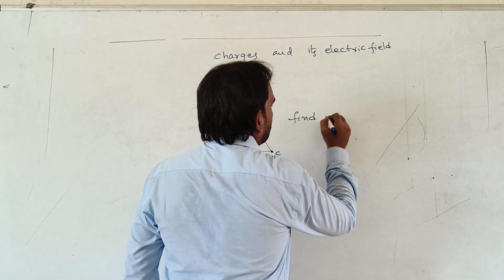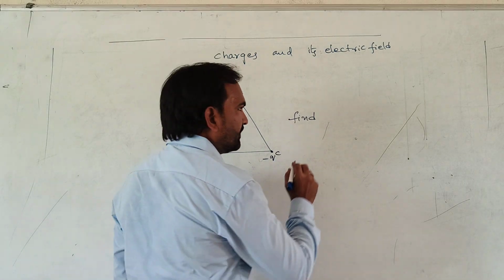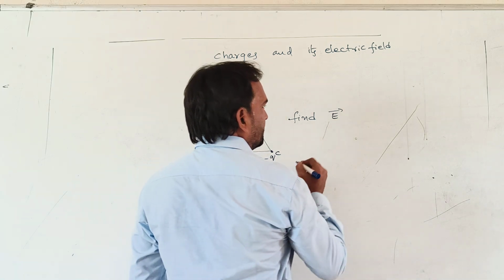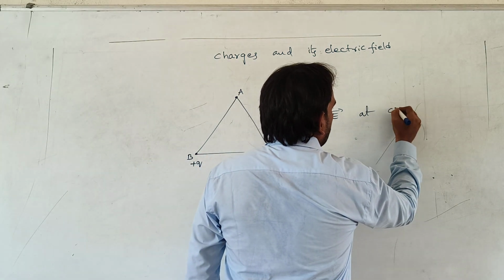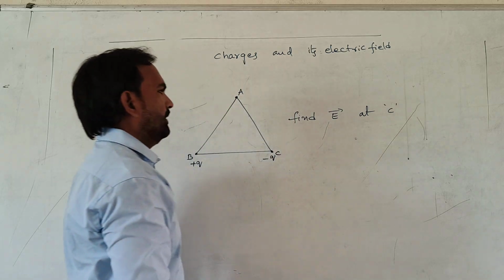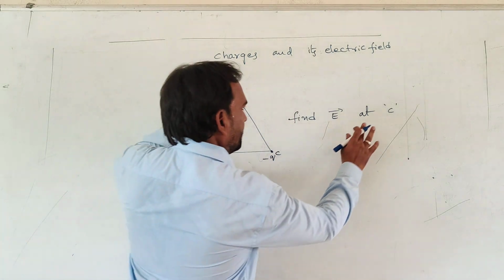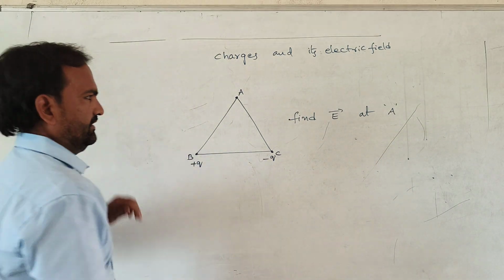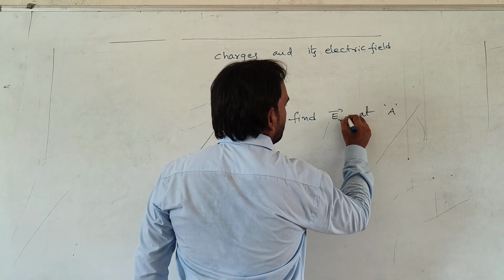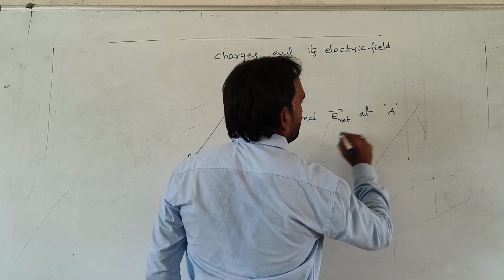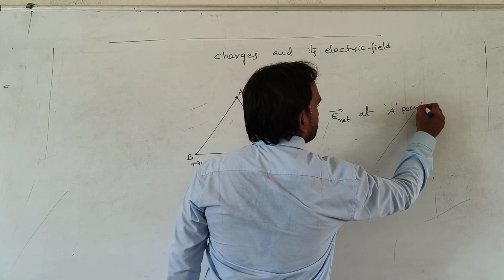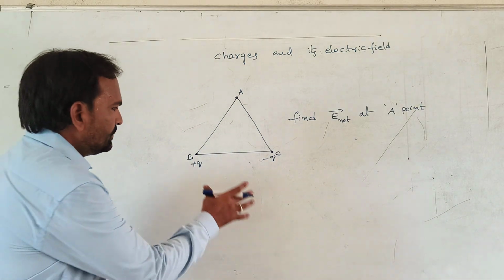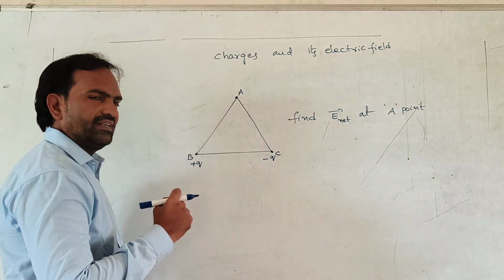Find the electric field intensity at point A. Find the net electric field intensity at point A due to these two charges. How can you find it?